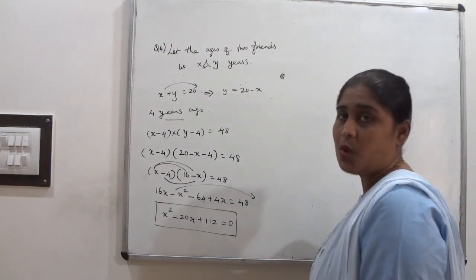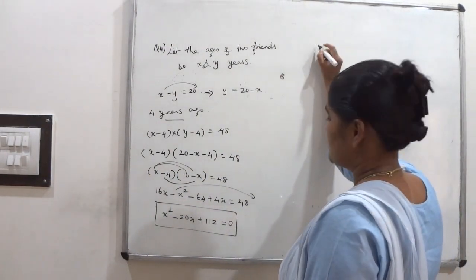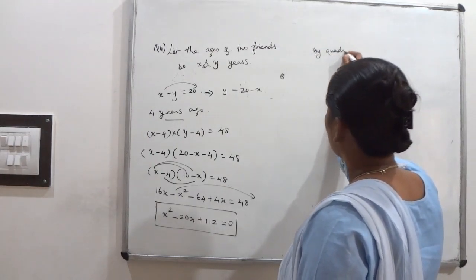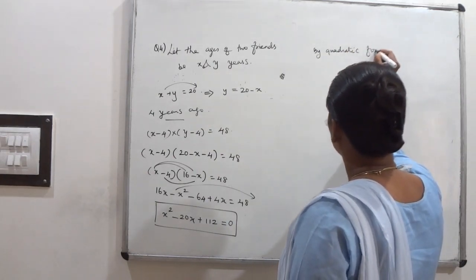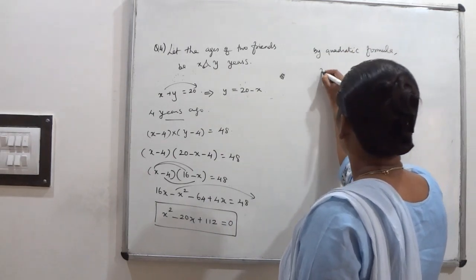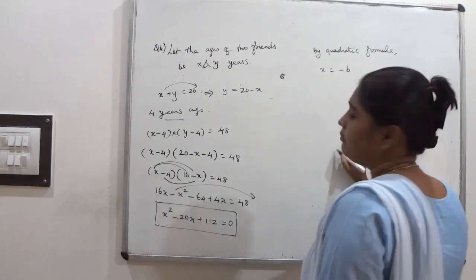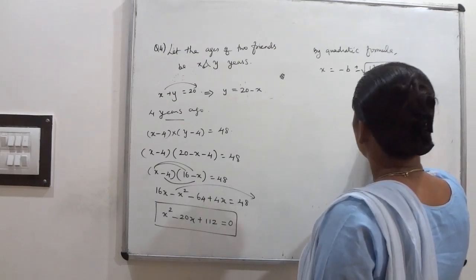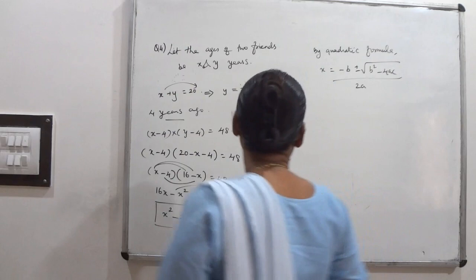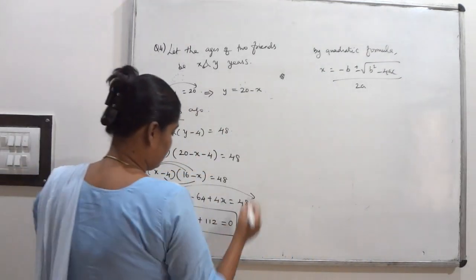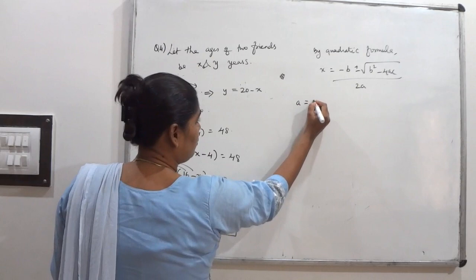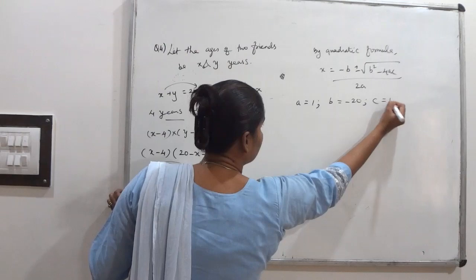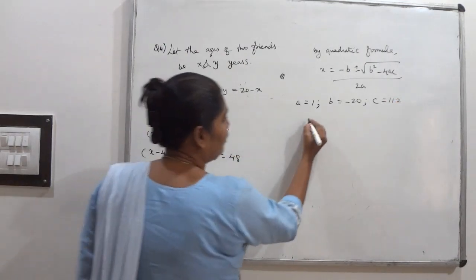Here I am going to use the quadratic formula to get the x value. By the quadratic formula, x is equal to minus b plus or minus square root of b square minus 4ac upon 2a. Do you remember that? Further I have to write the a, b and c values from the equation. The a value is 1, the b value is minus 20 and the c value is 112. Put them in the formula.